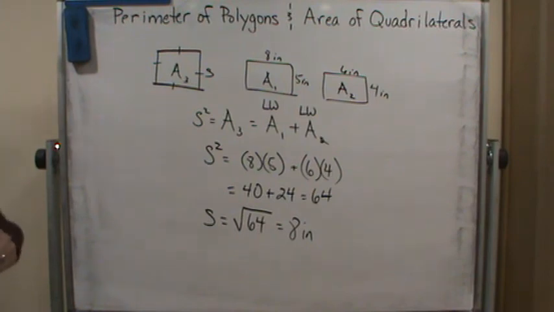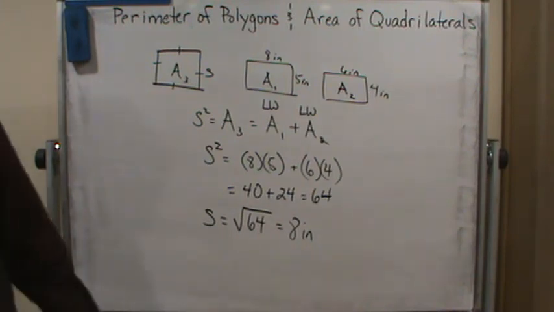So we know the length of one of the sides of the square duct is 8 inches.